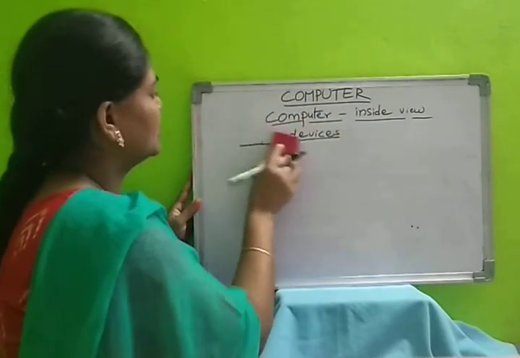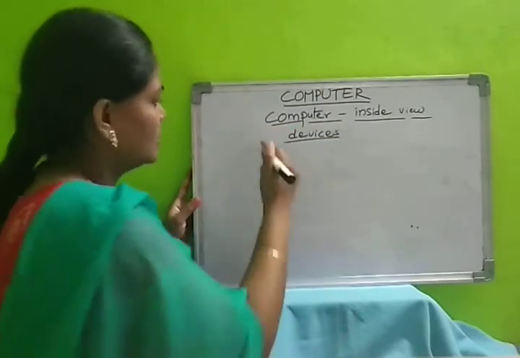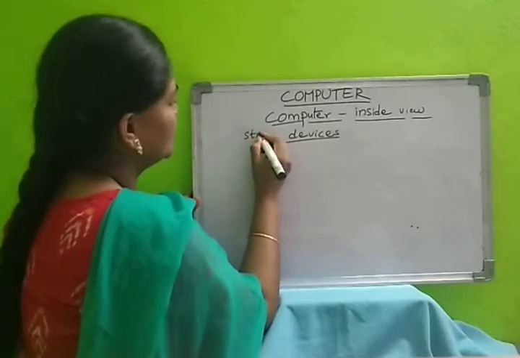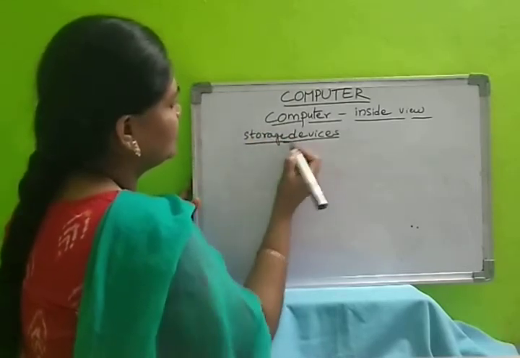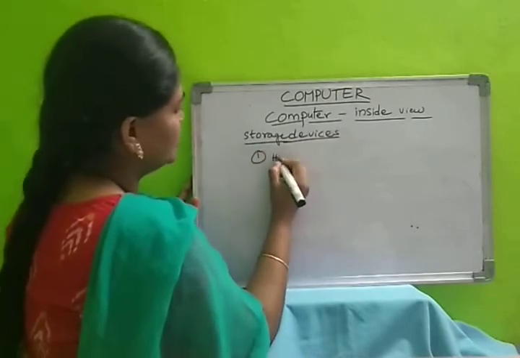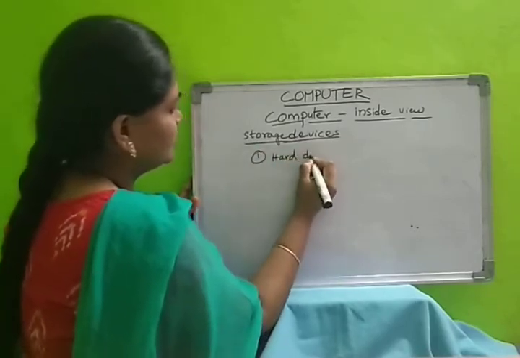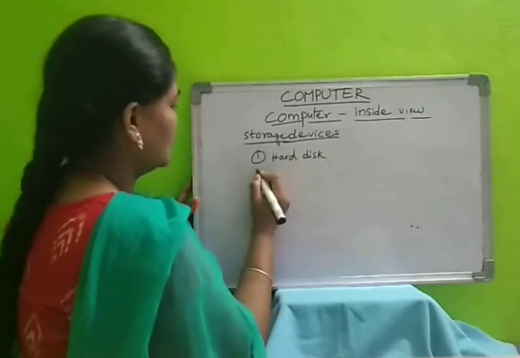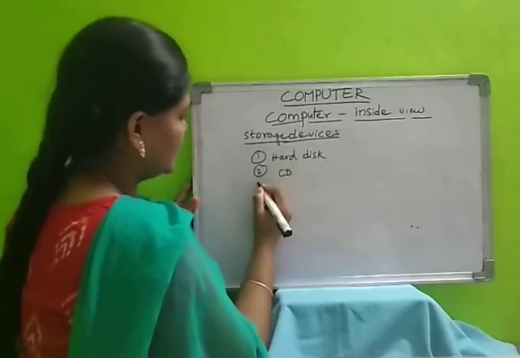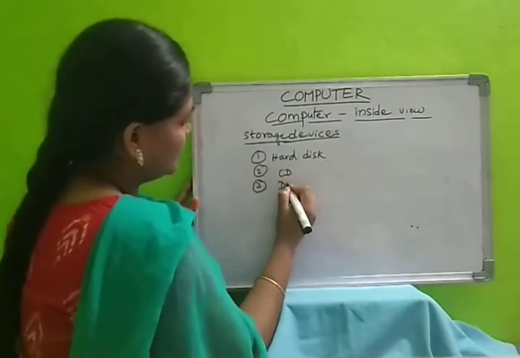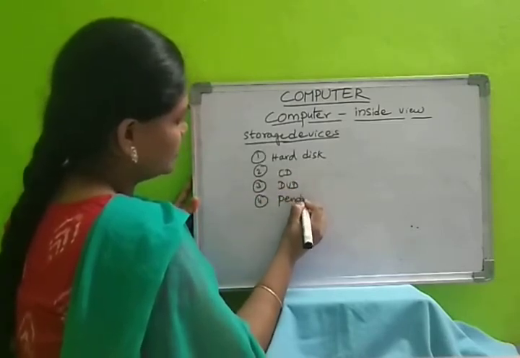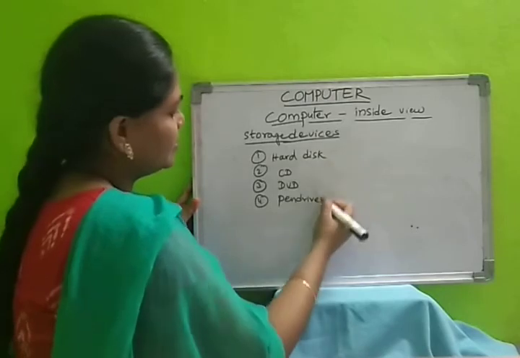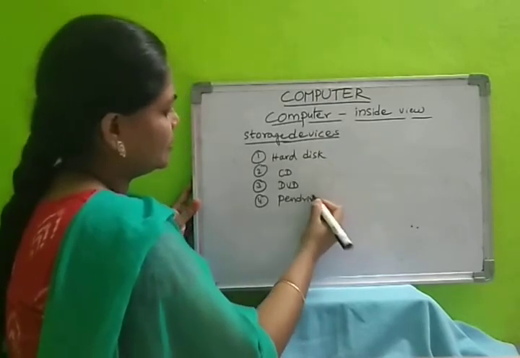The next one is storage devices. So we said process and storage. So the data, where will it be stored? It is stored in the hard disk. The data you can store in CDs or DVDs or pen drives. All these are permanent storage devices.